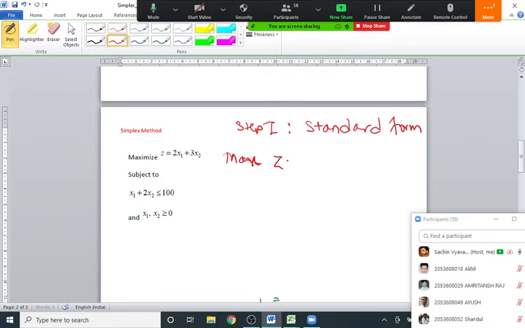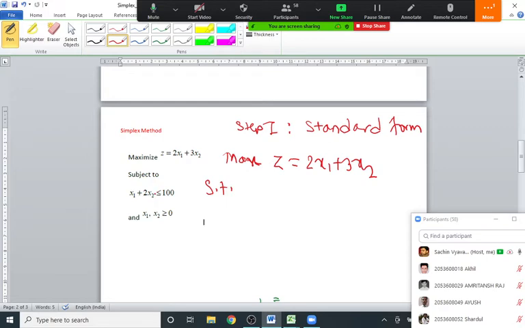So maximize z, that is already there, 2x1 plus 3x2, subject to the condition. Now we have to start with the condition. Each condition we have to write in equation form by adding the slack variable. Now what is a slack variable? You will observe x1 plus 2x2 is less than 100. So there is something less on the left hand side, so we should add some positive number.